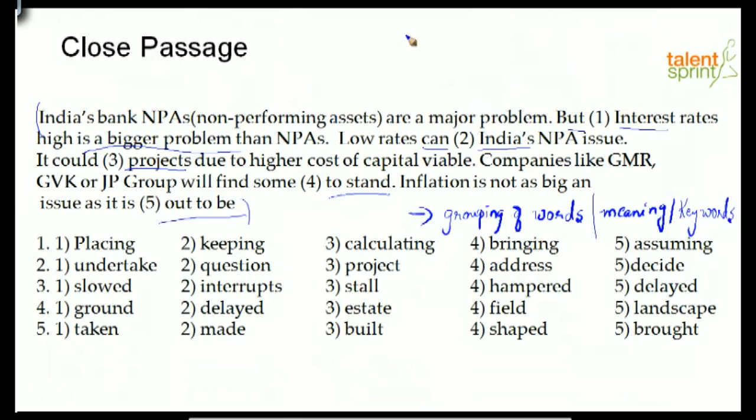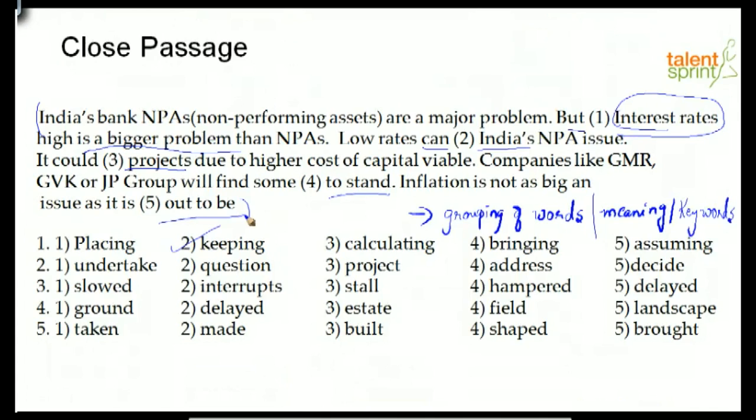We can safely eliminate options 3, 4 and 5, right? It doesn't make logical sense, because we're already talking about something that is existing. And our clue word is interest rates. So having said that, option 2, keeping interest rates high is a bigger problem than NPAs.